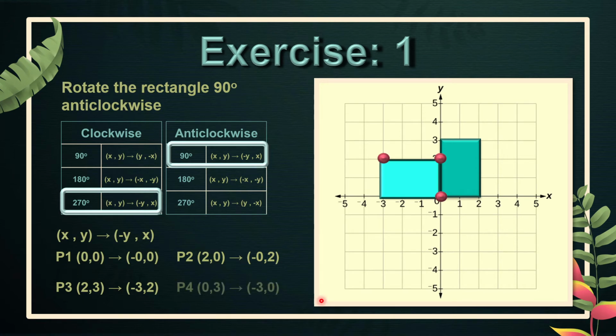Okay, for the last point, point 4, 0 and 3, 0x and 3y here. You will do the same here, swap them both and make the y negative, so it will be negative 3 and 0. So you will go to the negative 3x and 0y. So the new point will be here.